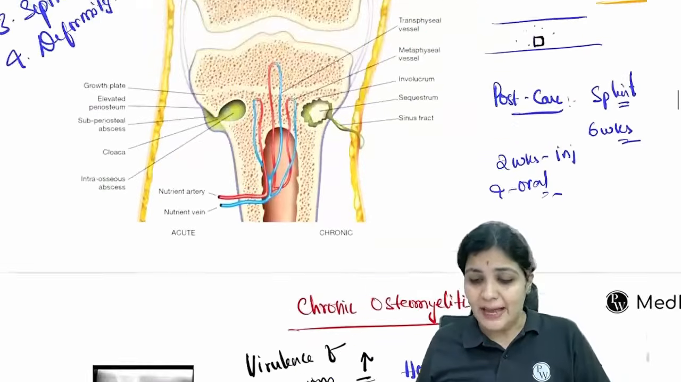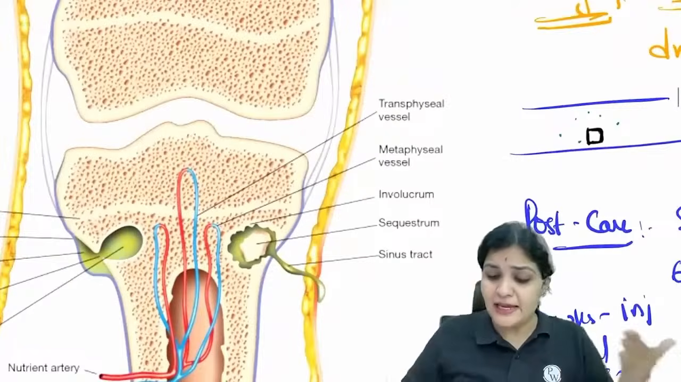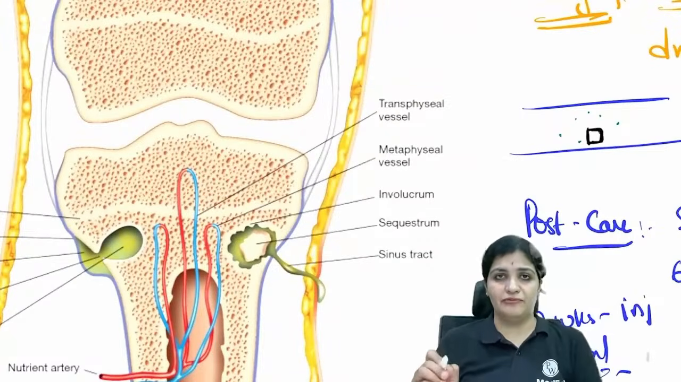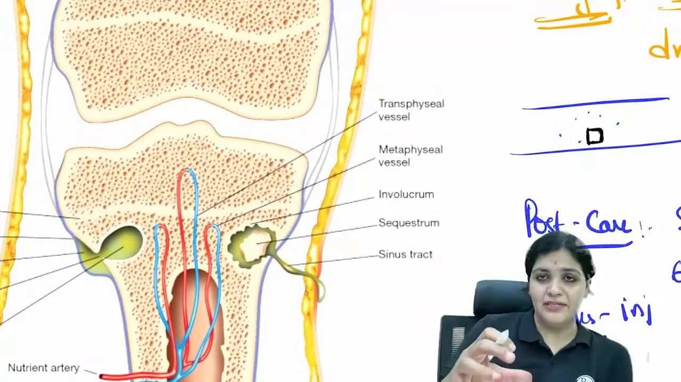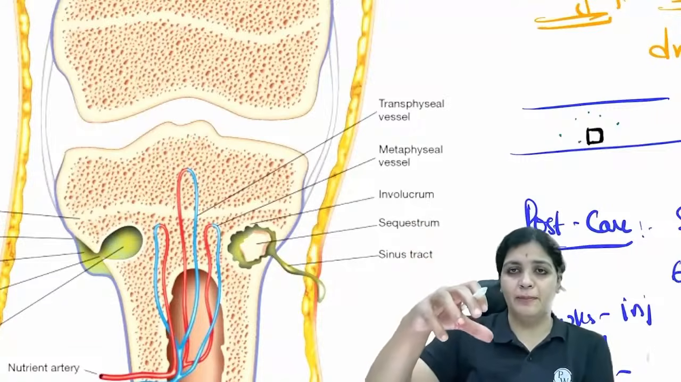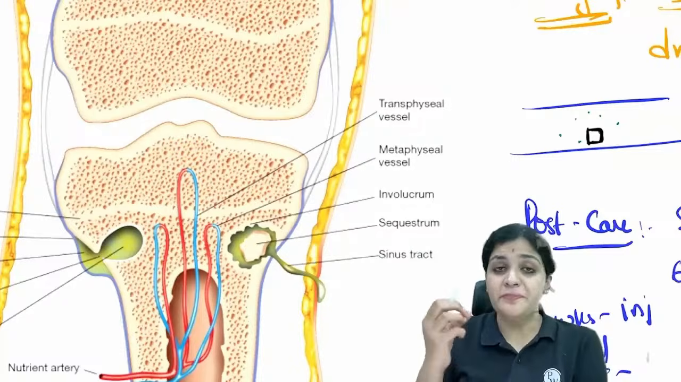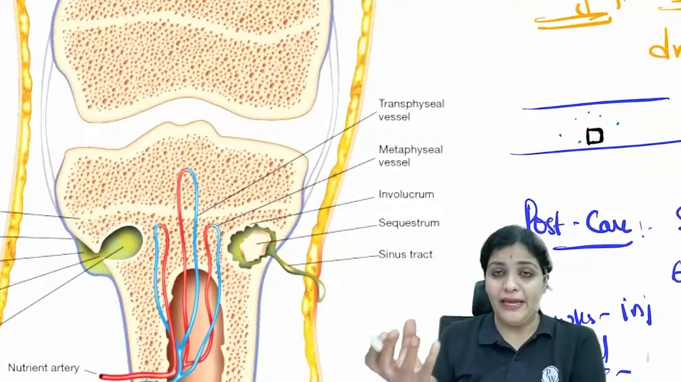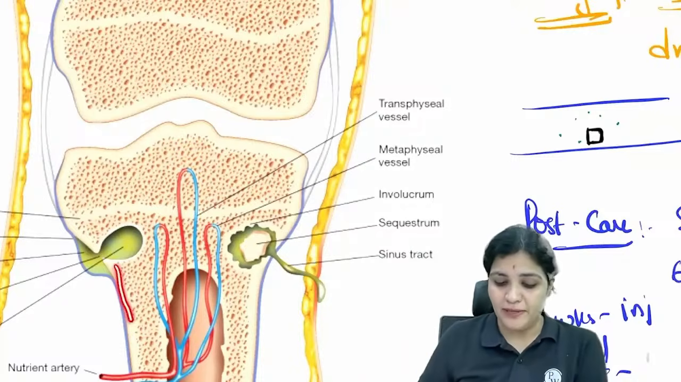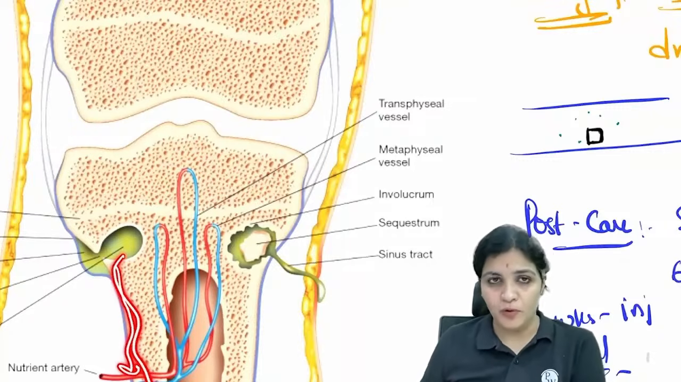So what actually happens in chronic osteomyelitis? This is again the same pathology you have to remember. The metaphysis is infected, bacteria are proliferating in the metaphysis, and pus has formed. This pus finds its way in multiple directions. It can go subperiosteal and deposit there, or sometimes it goes and infects one more bone.